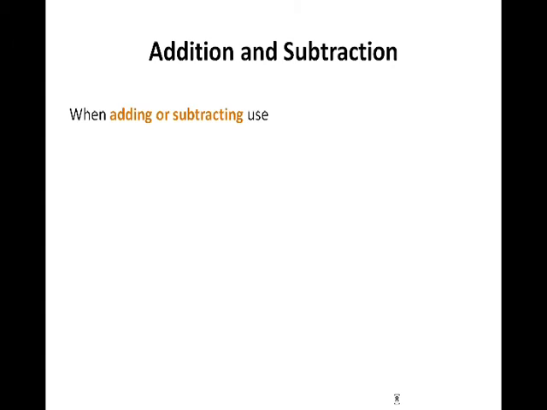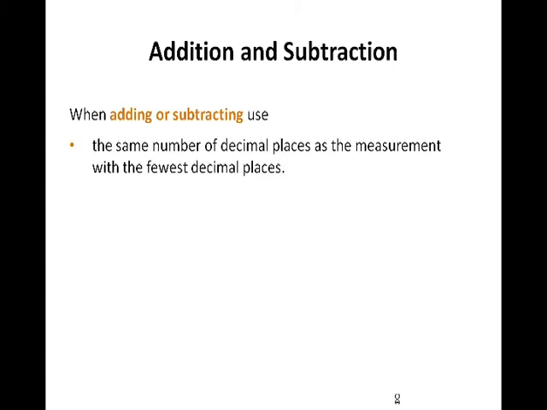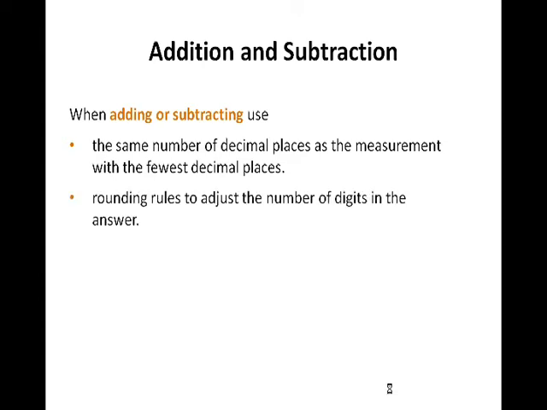Now, when adding or subtracting significant figures, we have a rule. Okay? We're going to use the same number of decimal places or digit places as the measurement with the fewest decimal places. And then we're going to round our answer to match it.